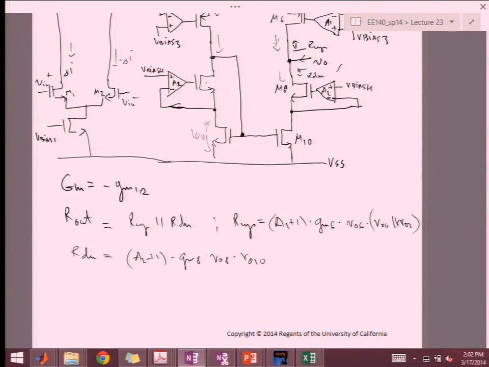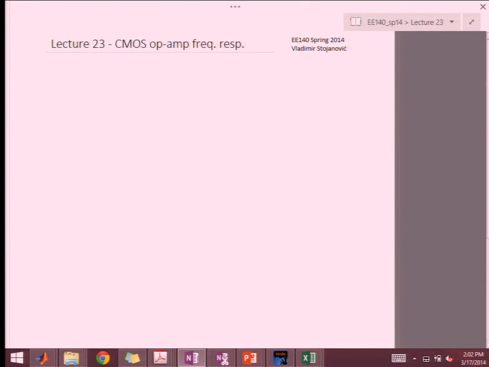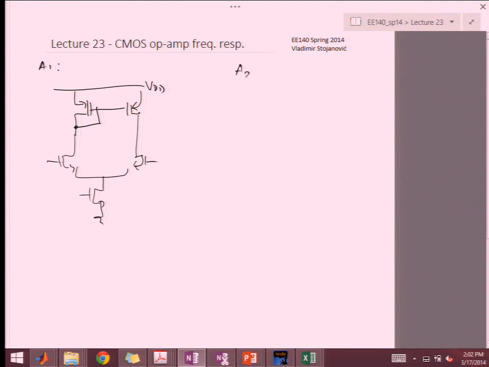And now, since we have your A, we can sort of draw quickly what A1 and A2 are. So A1 could be something very simple like this. Right? And A2 could be something that looks like this. Just an inverted version.